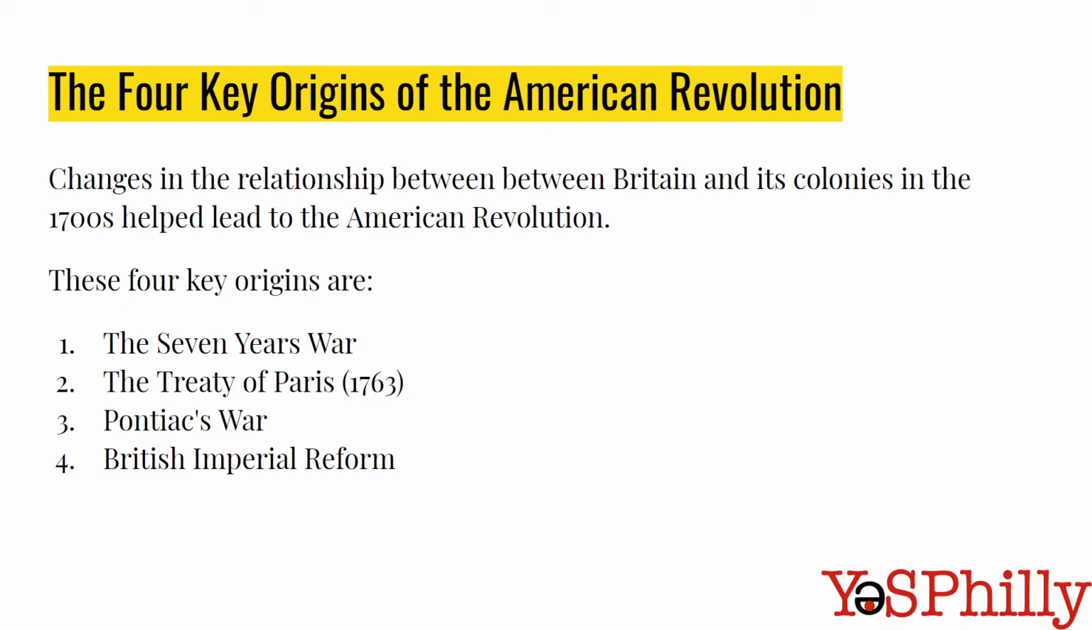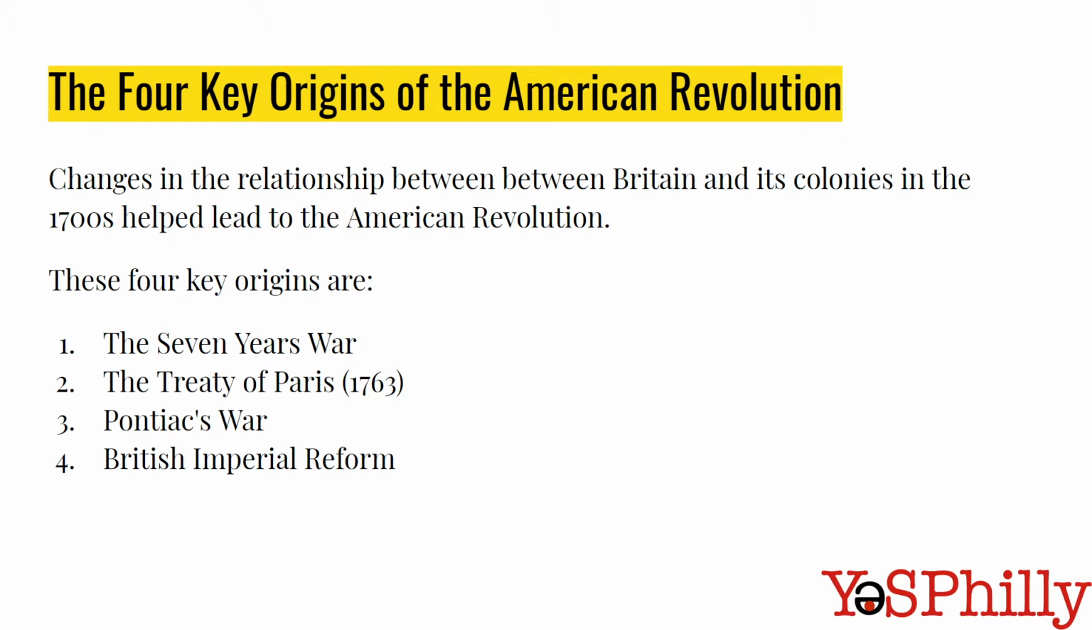So there are four key origins of the American Revolution, which were changes in the relationship between Britain and her colonies in the 1700s that helped lead to the American Revolution. These four key origins are the 7 Years' War, also known to some people as the French and Indian War, the Treaty of Paris of 1763. There's a lot of Treaty of Parises throughout world history. Paris is a great place to have a negotiation, apparently.